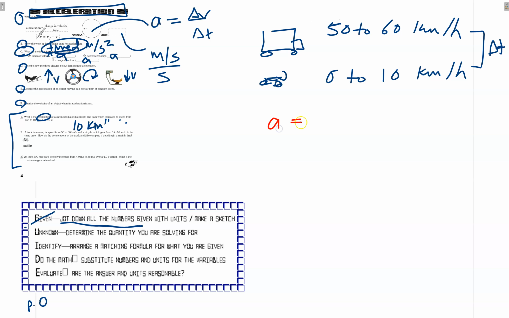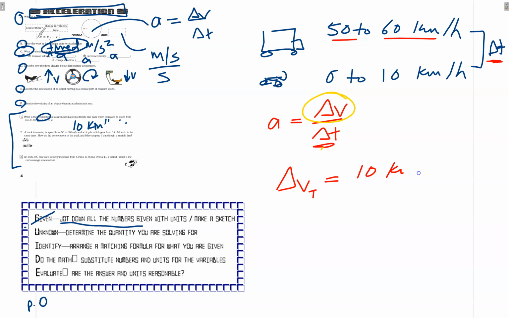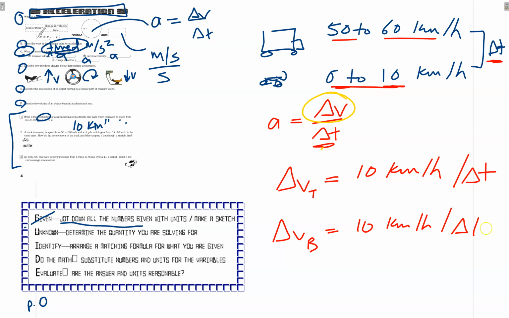So acceleration is the rate at which I change my velocity. The time is being considered the same, so really what I want to think about is the change in velocity, since the time is the same. Well, my change in velocity for the truck, I'll just put T for the truck, is 60 minus 50, which is 10 kilometers per hour in whatever amount of time. And the change in velocity for the bicycle, 0 to 10, is 10 kilometers per hour in that same time interval.